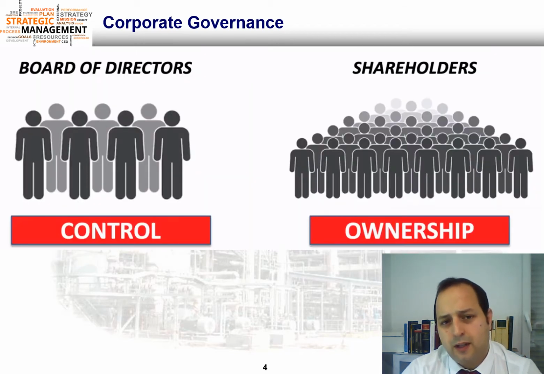To understand corporate governance better, we are going to speak on the next slides about the two main levels of companies: the management level, which is the board of directors, and the ownership level, which is, of course, the shareholders. We are going to speak about how those levels interact between them.